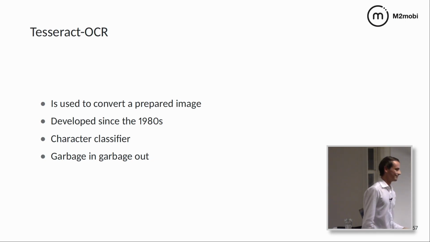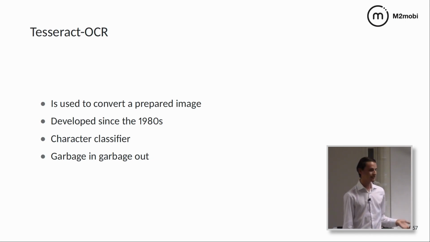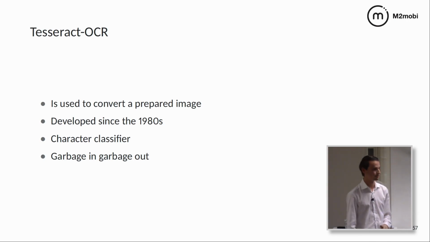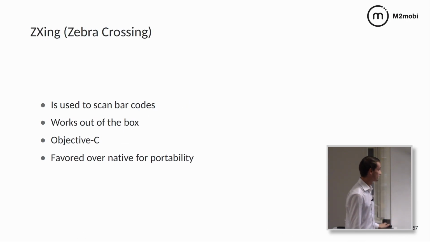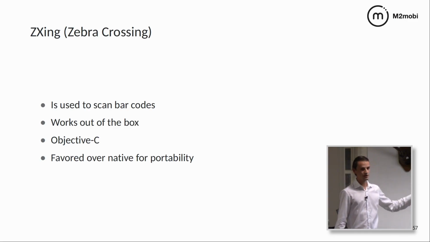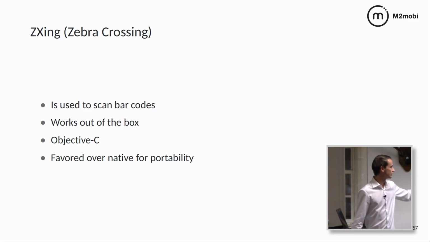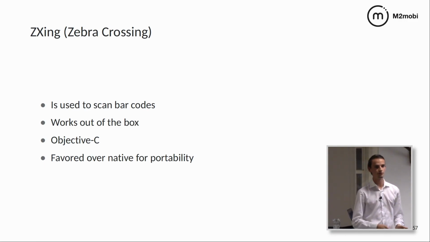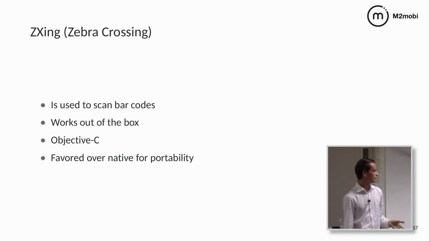But the problem with this is, it's garbage in, garbage out. So if you have a bad image, you will get completely garbage and random characters, and you cannot do anything with it. Also for the barcodes, not for OCR, you have zebra crossing. It says ZXing, but you pronounce it as zebra crossing. It works out of the box, but it's Objective-C, so we still have to port it. But it works very well out of the box, and you shouldn't have to configure much for that.